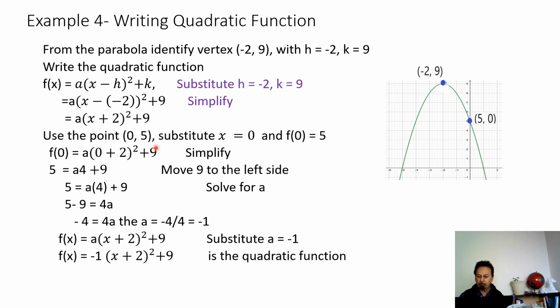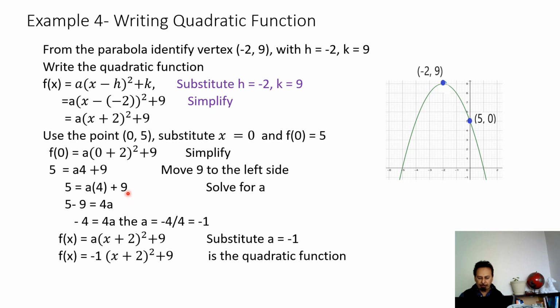So we can use the point (0, 5) and substitute x equal to 0 and f of 0 is equal to 5. So we have the equation 5 is equal to a times 4, where does 4 come from? 0 plus 2 is 2, and squared is 4, and plus 9. So now we have 5 is equal to a times 4 plus 9.